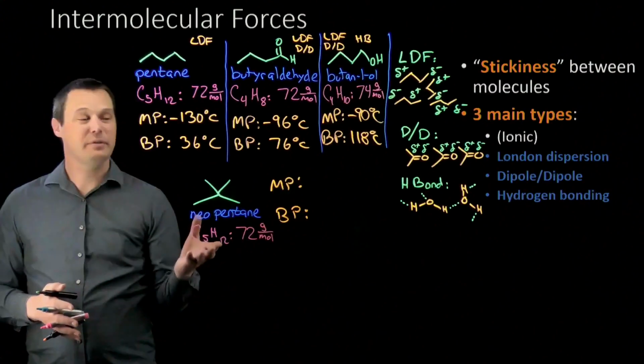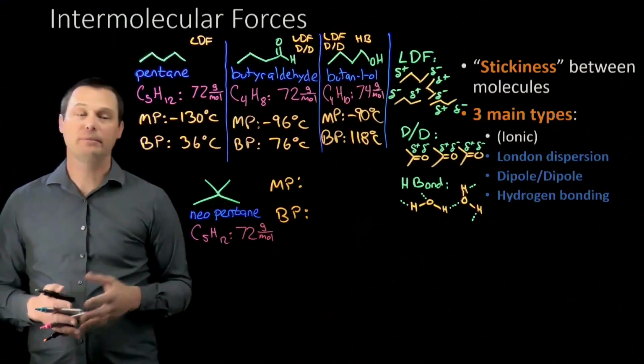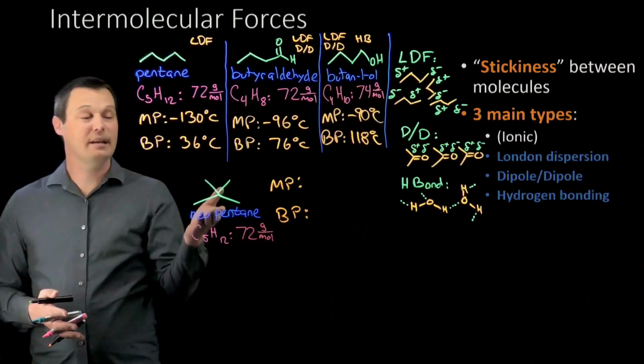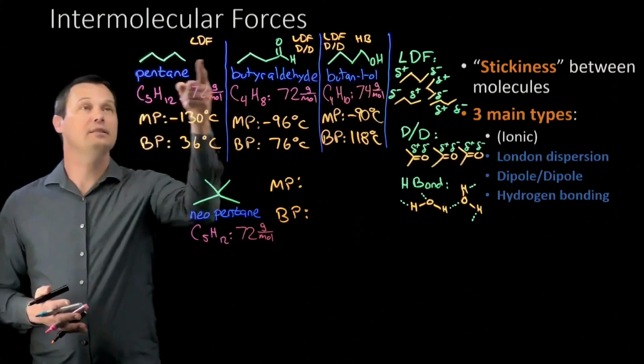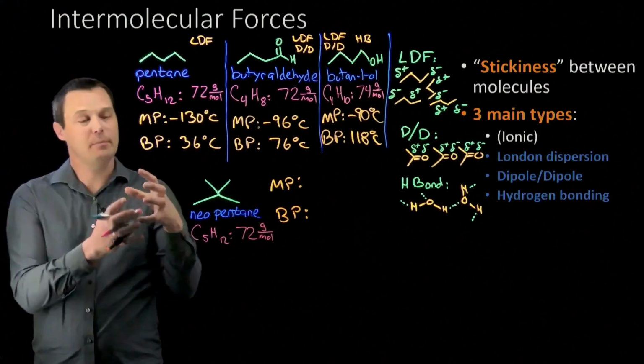I want to leave us with this molecule, neopentane. It's an isomer of pentane. It has the same molecular formula. How do you think its melting point and boiling point will differ from pentane? The only difference between pentane and neopentane is the shape. Pentane is a long straight chain that floats around like cooked spaghetti, and neopentane is very compact, almost more like a sphere.